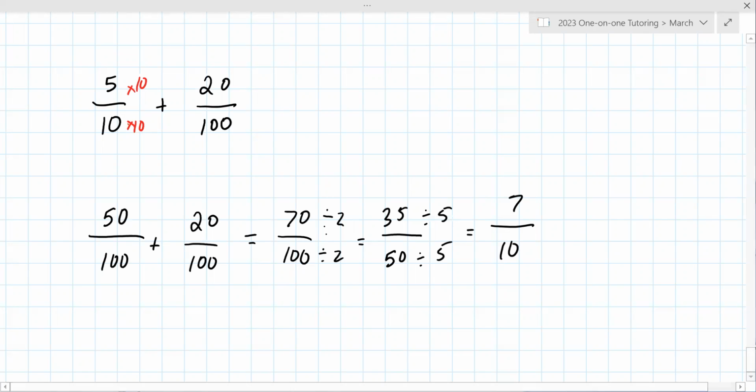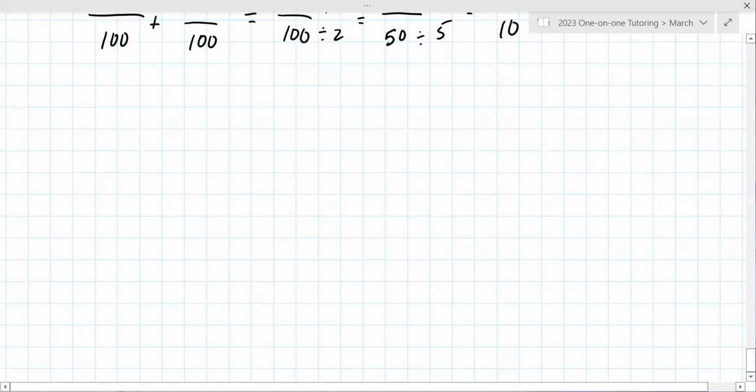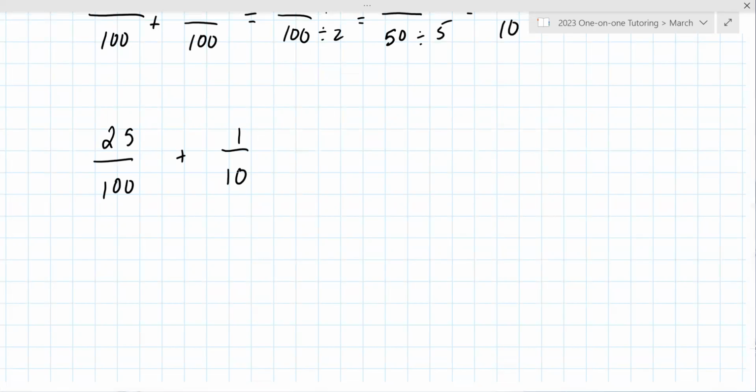Okay, so let's keep going. Let's try another one here. 25 over 100 plus 1 over 10. Okay. Could you try this one on your own, please?